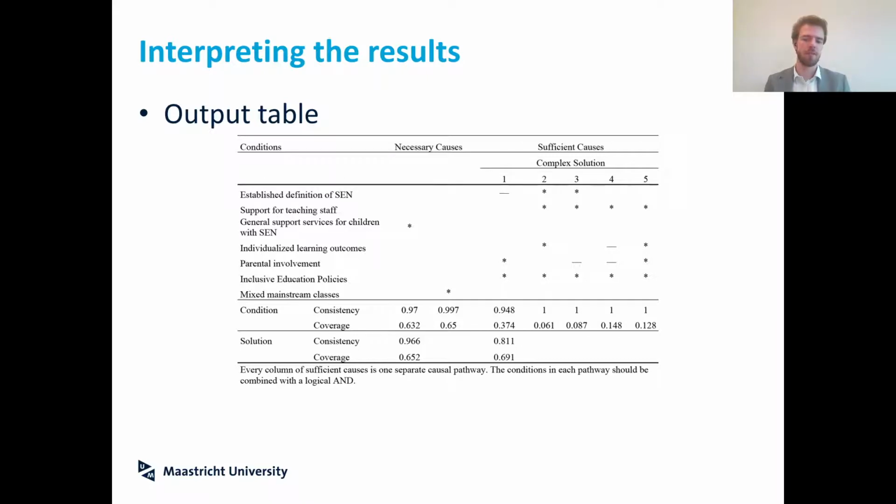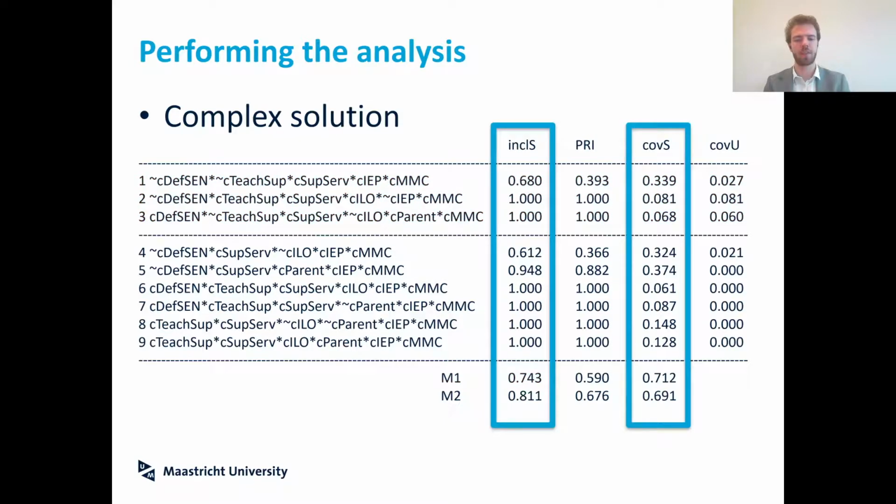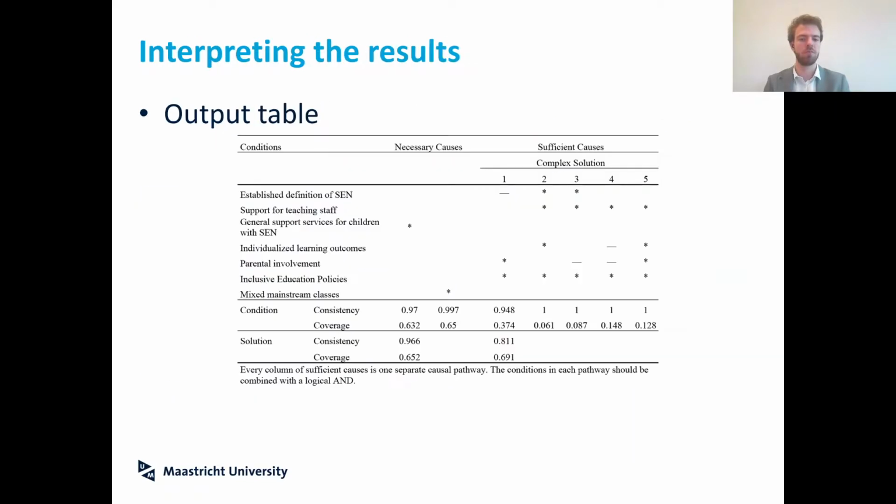In terms of consistency and coverage, looking back at the complex solutions, you'll see in the consistency column, the first one, that the consistency ranges from 0.948 and then 1, 1, 1, 1, 1 to a coverage of 0.374 and then ranging from 0.61 to 0.148. The solution or model consistency and coverage are also mentioned at 0.966 for necessary causes and 0.811 and 0.691 for sufficient conditions. Again, you know what I'm talking about at this point.